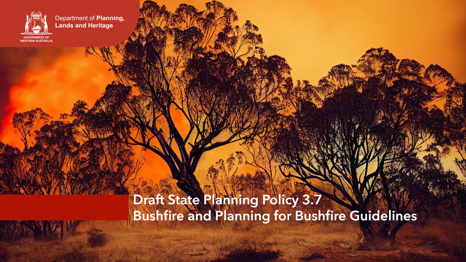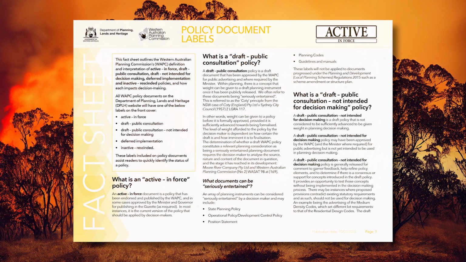The Draft State Planning Policy 3.7 Bushfire and Planning for Bushfire Guidelines has been released for public comment until the 17th of July 2023. This presentation provides an outline of the main changes and how you can have your say. The draft policy and guidelines are being released as a draft public consultation not intended for decision making.